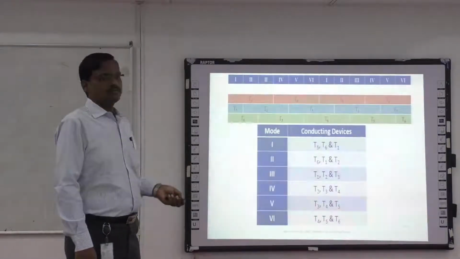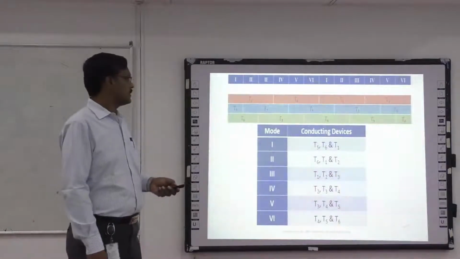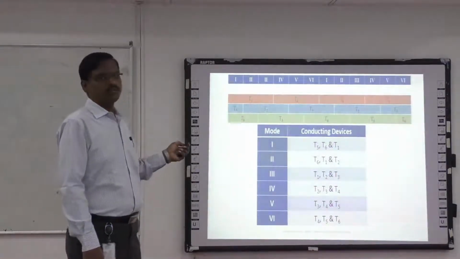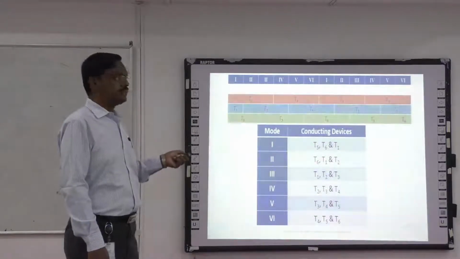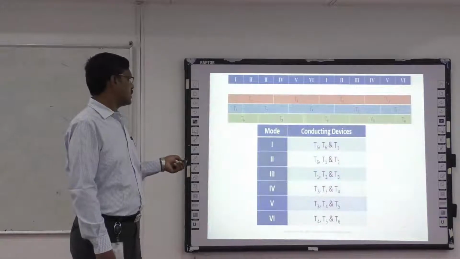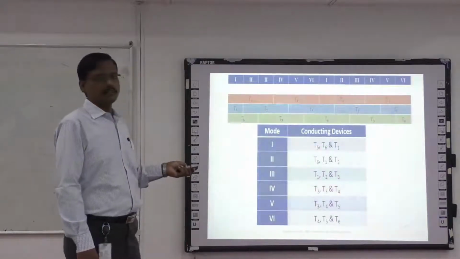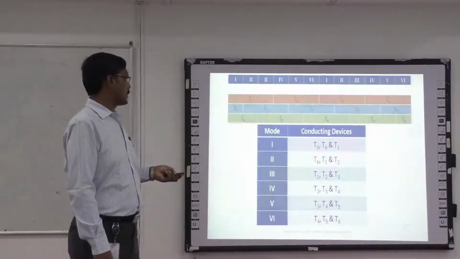Here the operation of this 180-degree mode will have 6 modes of operation. Each mode will exist for 60 degrees, and at any mode of operation, or at any time of operation, there are 3 switches conducting. So at any time, 3 switches are conducting.